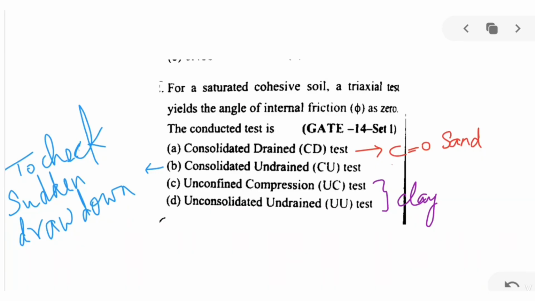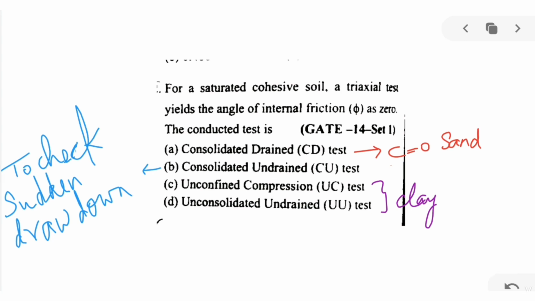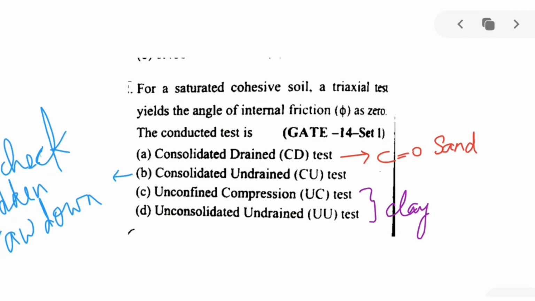The first option, consolidated drained test, is usually done on cohesionless soil, that is sand, and the consolidated undrained test is done to check sudden drawdown in earthen dams. The other two tests are the two you need to decide between. The unconsolidated undrained test is the suitable one, because the unconfined compression test is a test we do to recheck the value that we got in this test, just to check if the values remain the same. So the unconfined compression test is just a recheck.